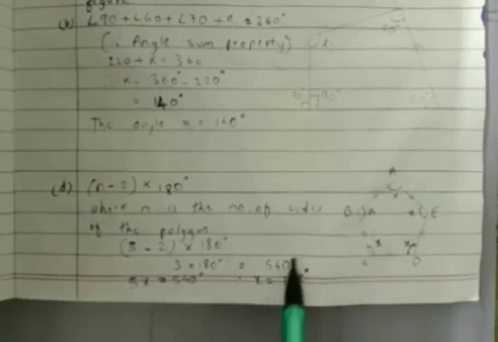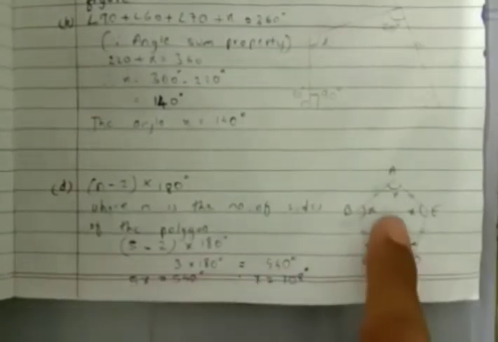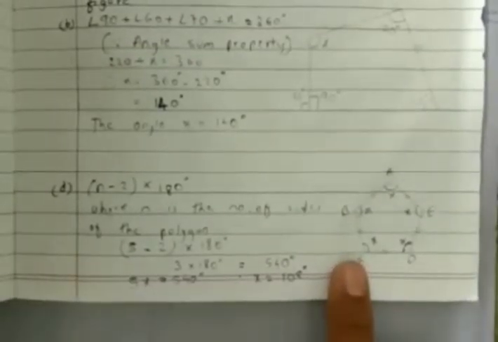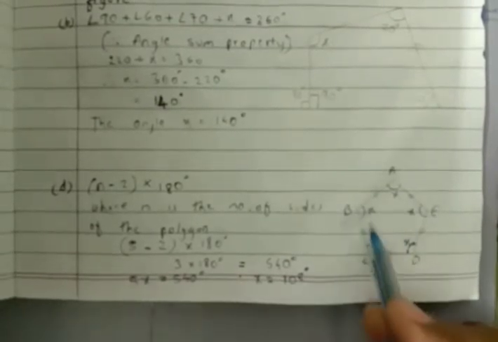Now we want to find the value of x. Okay, so how will we do that? We have got 1, 2, 3, 4, 5 x's, right? So 5 into x will give 540. That means the sum of all these angles is 540, right? So now if we divide 540 by 5, we will get the value of x. That will be 108 degrees. So the value of x is 108 degrees.